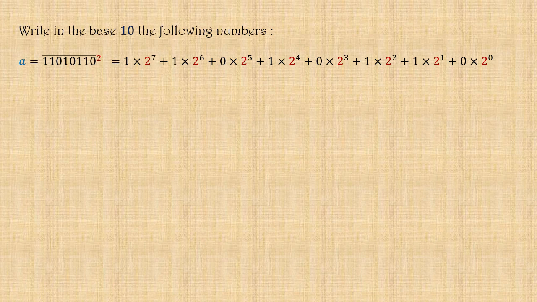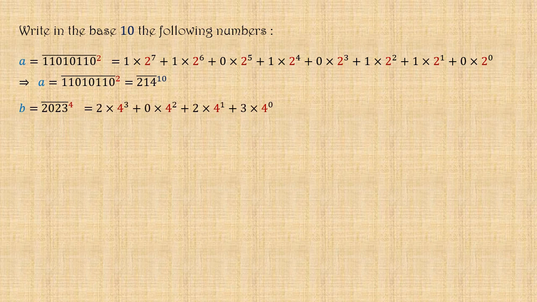After calculating this sum, we find that in the base 10, A equals 214. And now, for the number B, as it is written in the base 4, and there are 4 digits, we will do its expansion by matching each digit to the power of 4, starting from the third power. So B would be equal to 2 multiplied by 4 to the power of 3, plus 0 multiplied by 4 to the power of 2, plus 2 multiplied by 4 to the power of 1, plus 3 multiplied by 4 to the power of 0. Which means that in the base 10, the number B is equal to 139.